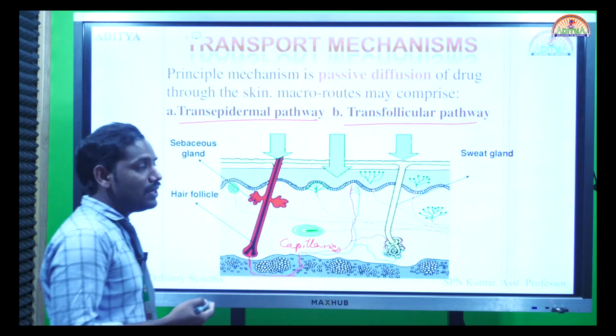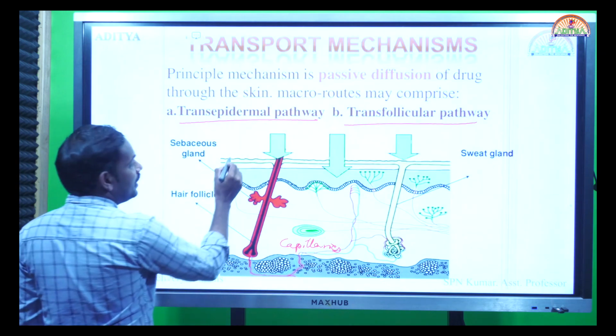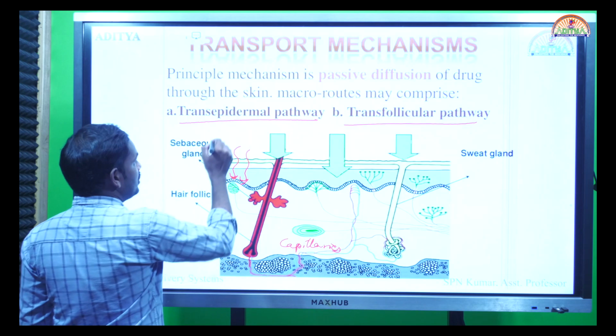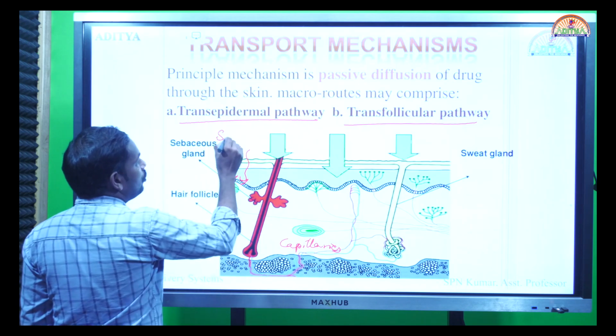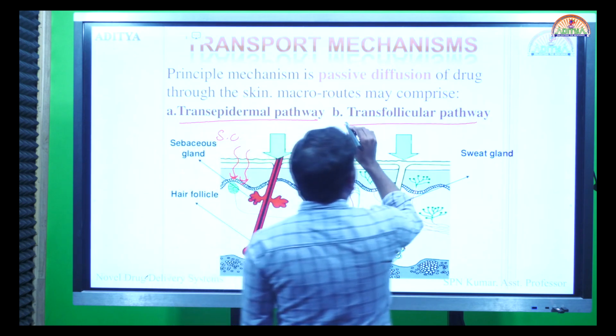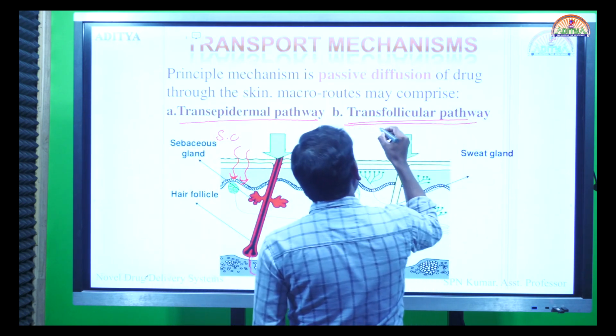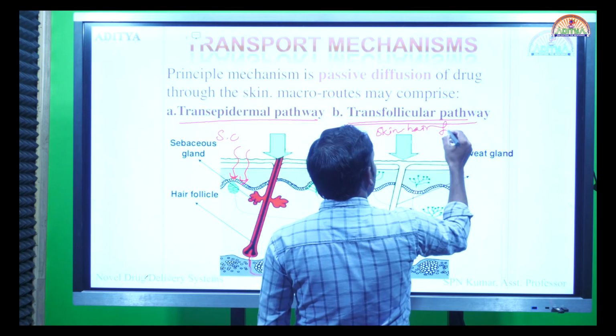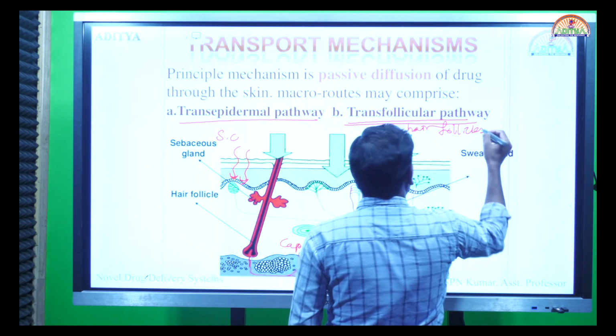Transepidermal means the drug is permeating across the layers of the skin. Out of all these layers, the one causing restraint is the stratum corneum, as we have seen previously. There is also another route, the transfollicular pathway, that is through the skin hair follicles. So we can also release the drug through skin hair follicles.